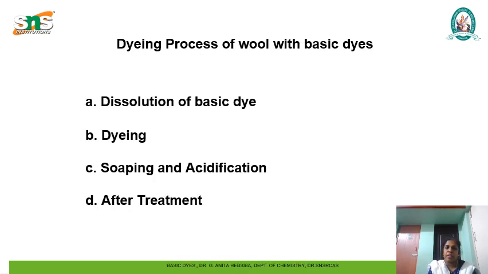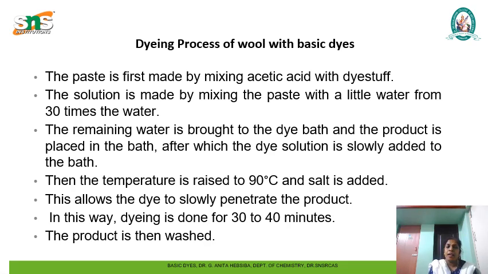Now we will discuss the dyeing process of wool with basic dyes. First step is the dissolution of basic dye. Second one is dyeing, and then the third one is soaping and acidification, and the last process is after treatment. Initially, the dye is made in the form of a paste by mixing acetic acid with dye stuffs in order to ensure complete dissolution of the dye in water. The solution is made by mixing the paste with a little water, about 30 times the water. The remaining water is brought to the dye bath and the product is placed in the bath, after which the dye solution is slowly added to the bath.